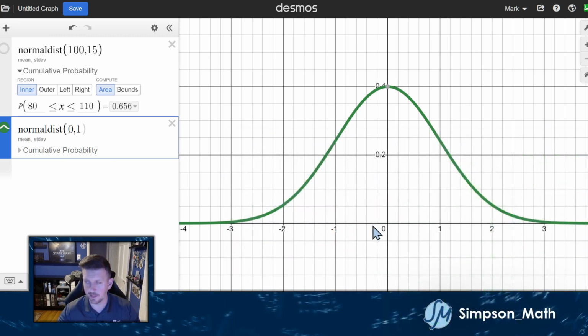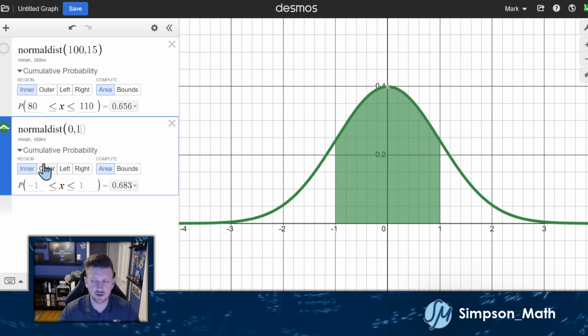So knowing that, we can come here, toggle open my cumulative probability, leave it at the inner. Actually, it is right here, between negative 1 and 1. From our empirical rule, we know that that's about 68%, or my 68-95-99.7, we know that's about 68%. Turns out a little bit more accurately, it's closer to about 68.3%.